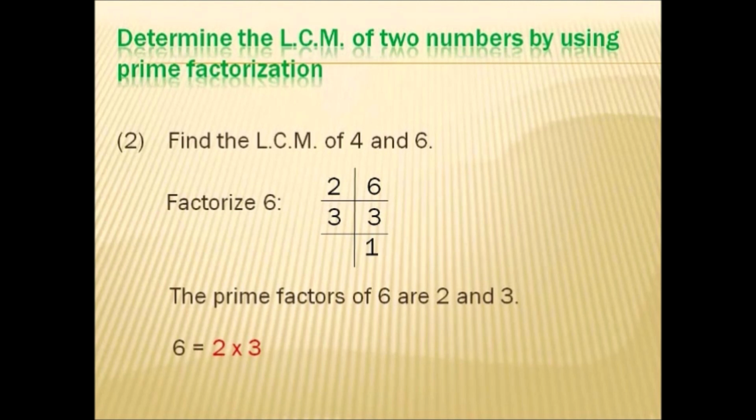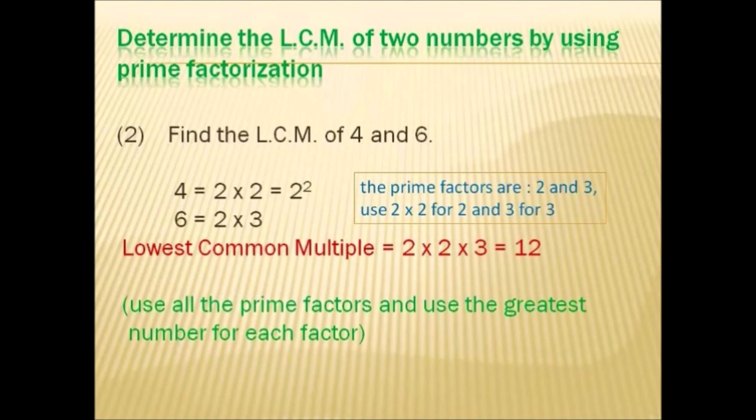Now we have to look at how we will find the LCM. So we already have 4 is equal to 2 times 2, or 2 squared. 6 is equal to 2 times 3. So the prime factors are 2 and 3 for both numbers. So look at the 2. What do you use for the 2? The greatest number of factors. So 2 times 2 is what you use for the 2.